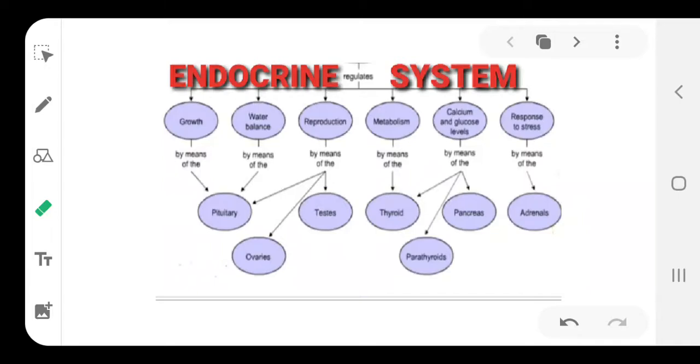Hello students, I hope you are taking care of your health, and this is video number 4 in the series of control and coordination. I hope you have seen all the 3 videos and then only come to this video for the endocrine system, because in this video we are going to study more about the endocrine system in our body.